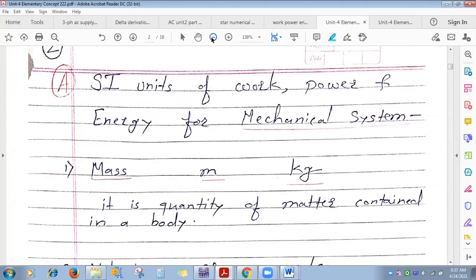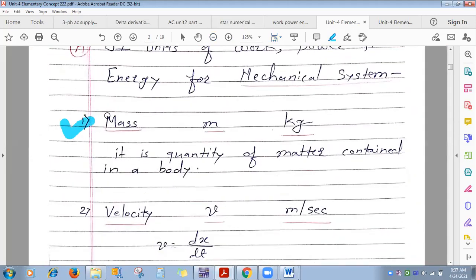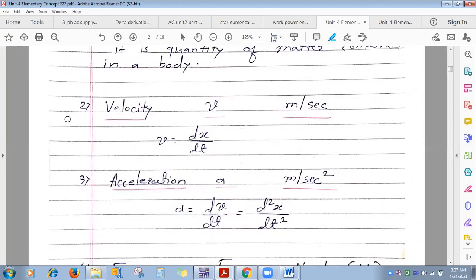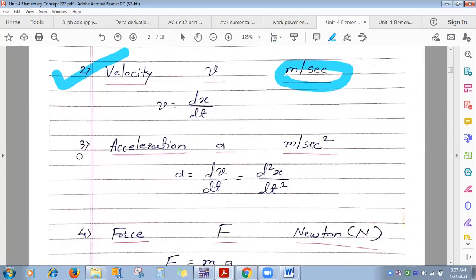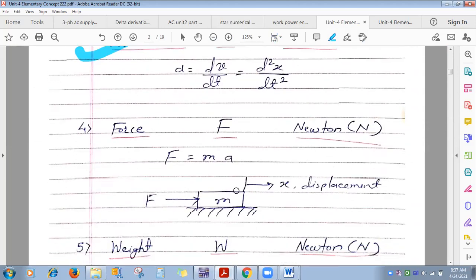So this one, all parameters you have covered in 12th. Mass, all of you know, it is denoted by small m and unit is kg. It is the quantity of matter contained in a body. Velocity denoted by small v, it's the rate of change of displacement, unit is meter per second. Acceleration, rate of change of velocity, dv by dt, that is d2x by dt square, meter per second square. So suppose this is a body resting on the floor with mass m. When you apply some force to it, some displacement will be there.